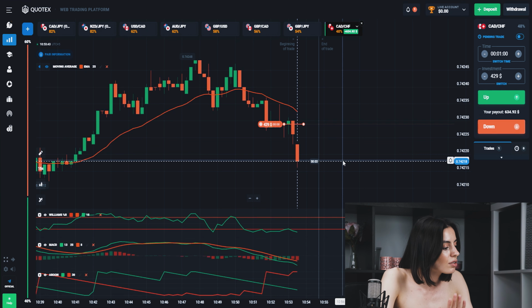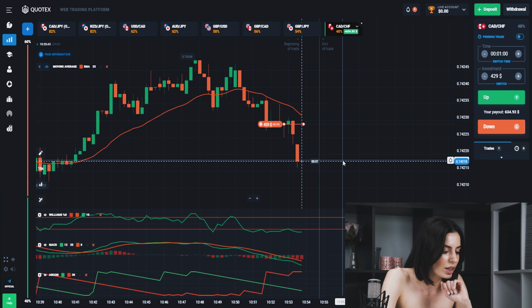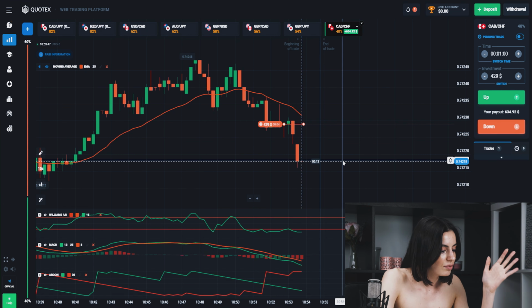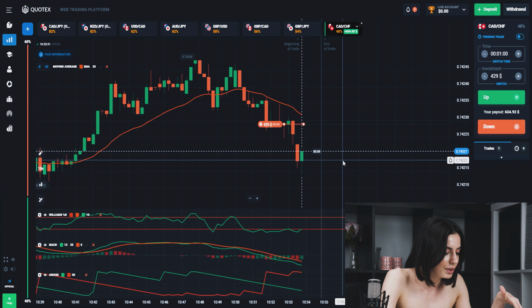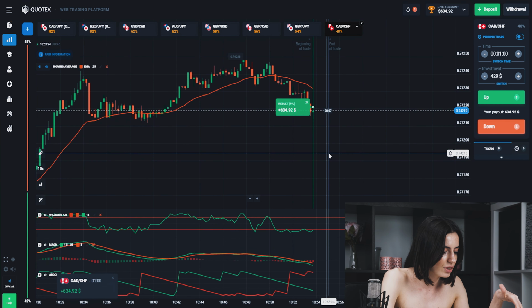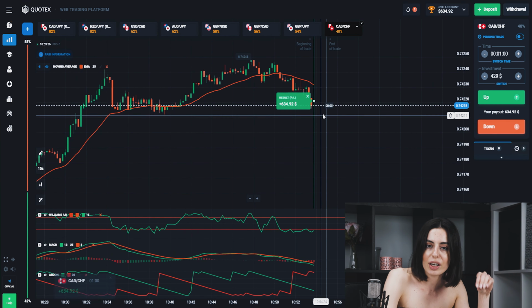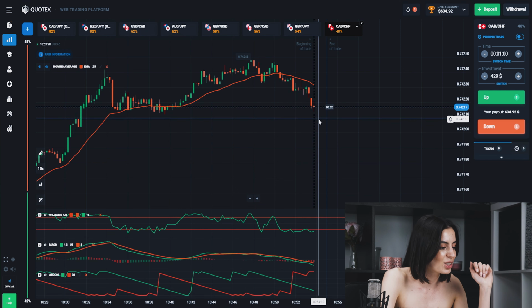So the first and perfectly working situation for us, just there's a kind of super drastic fall over there, and we were all correct. All these indicators showed us that this situation is gonna be profitable for us. Let's go next.